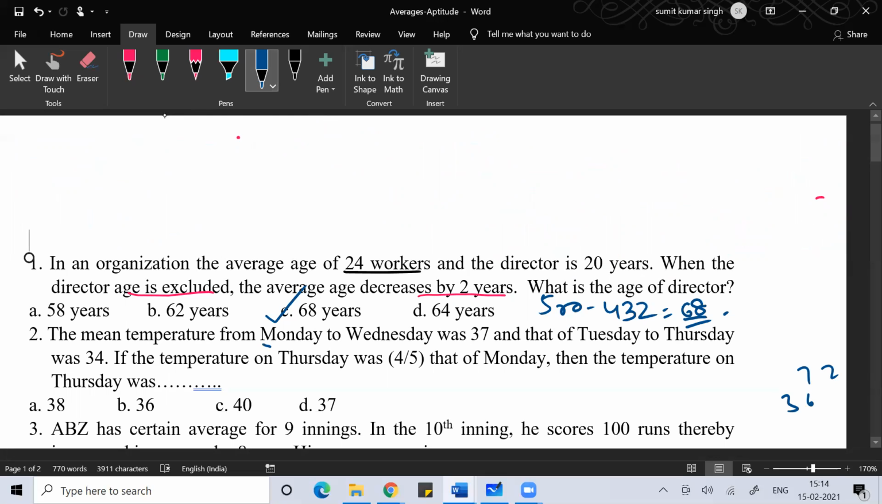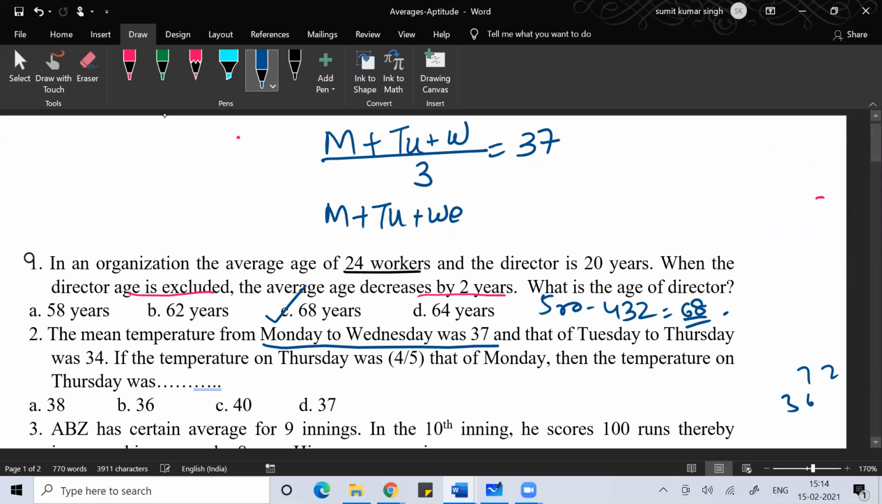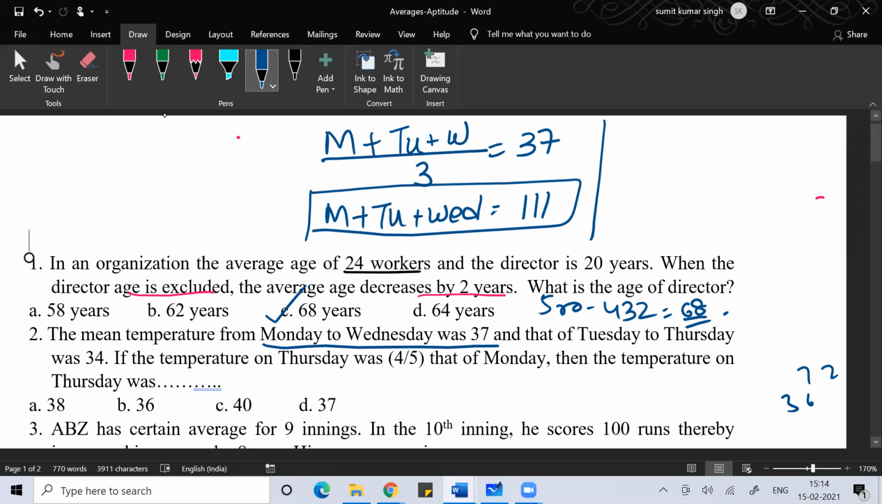Question number two: the mean temperature from Monday to Wednesday is 37. So Monday plus Tuesday plus Wednesday, the total temperature is 111. The mean temperature for Monday to Wednesday is Monday plus Tuesday plus Wednesday divided by 3. That is your mean temperature, which is 37. So Monday plus Tuesday plus Wednesday is 111.